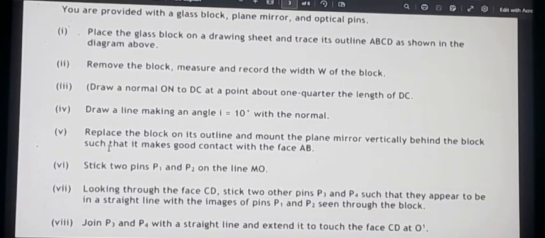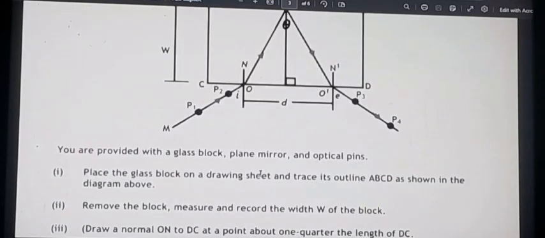After you have done that, stick two pins, P1 and P2, on the line MO. It means that after you have measured this angle, you have to draw this line. So you have to put a pin P1 here and another pin, P2, here.